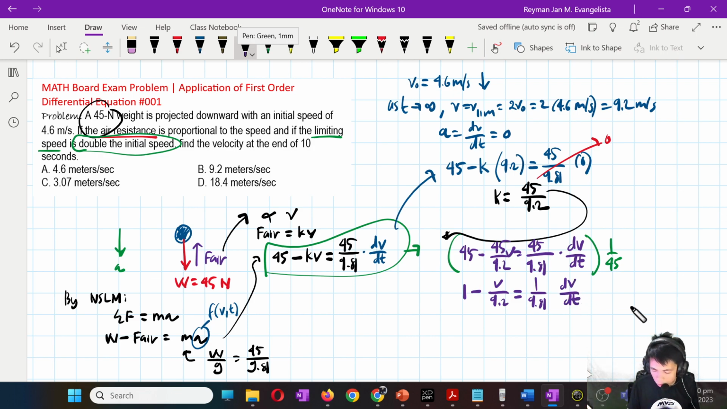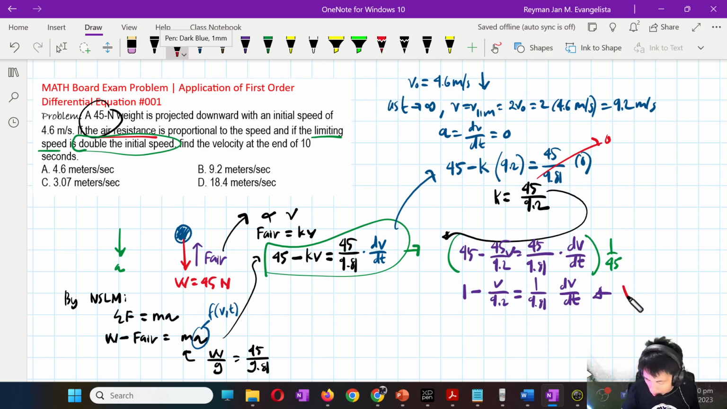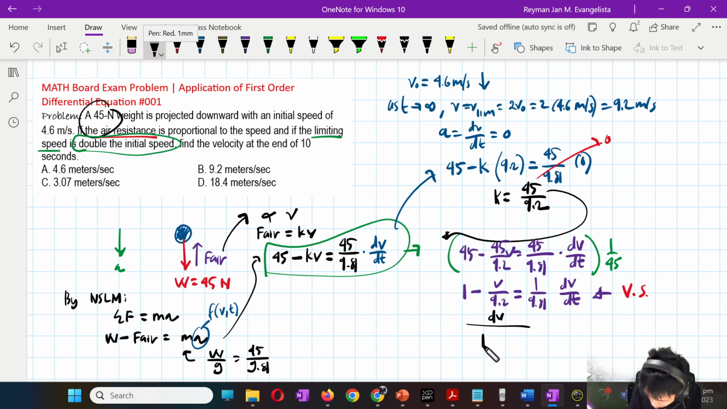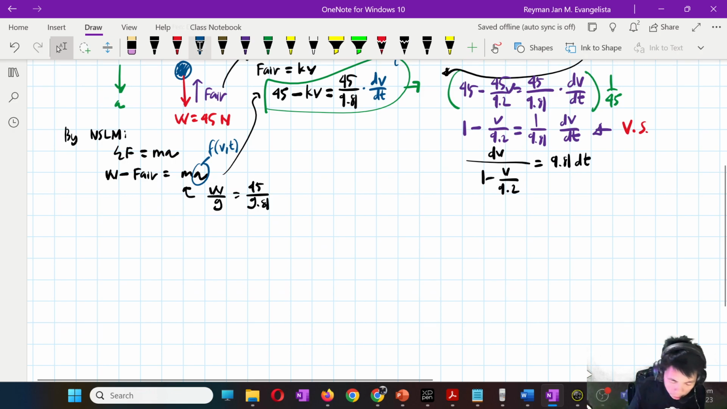If you notice, this gives us a variable separable differential equation. So by writing the equation, we will have dv over 1 minus v over 9.2 equal to 9.81 times dt. All right. So now we can solve the equation by integrating both sides.